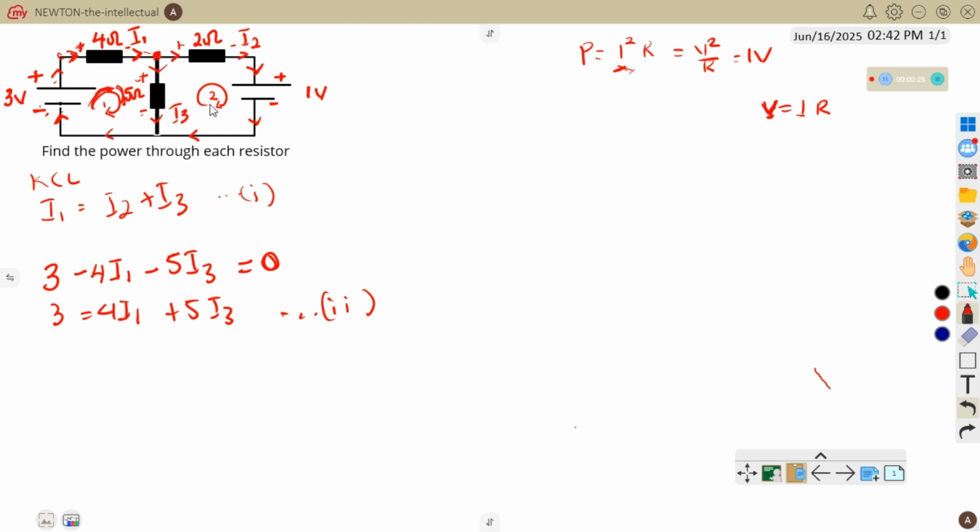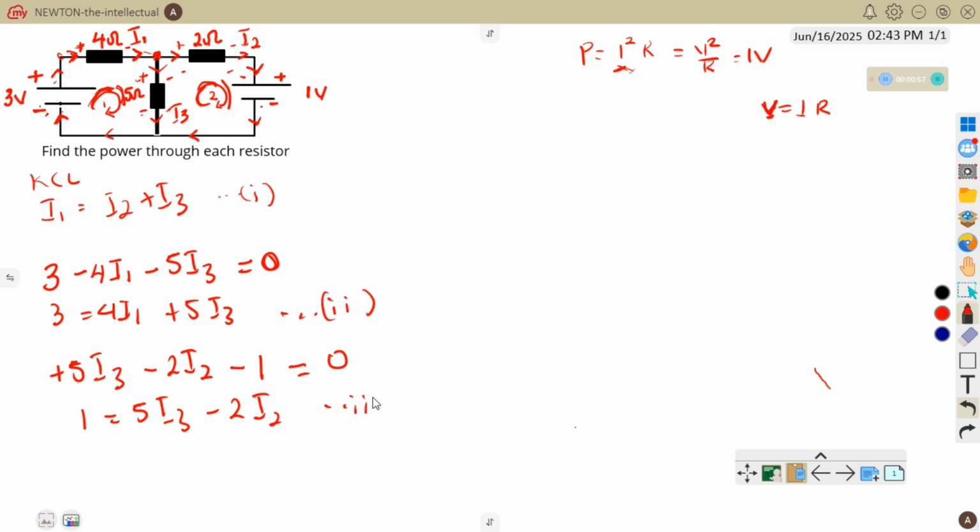Now for the second loop, it is going in this direction, upwards, right? So it's going from negative here to positive here. So that means we're going to be having positive 5I3. Then it's going in this direction, which is from positive to negative, so we're going to be having minus 2I2, and here it's coming down, so it's going from positive here to negative here, which is going to be negative 1, and this is going to be equal to 0. So let's rewrite this. So we say 1 is equal to 5I3 minus 2I2, and this is our equation 3.